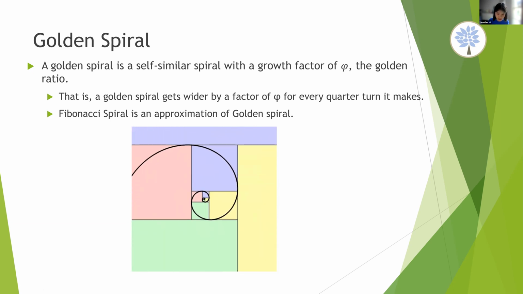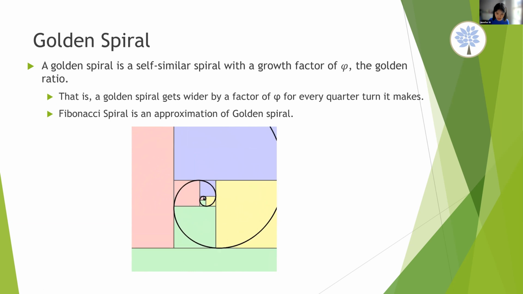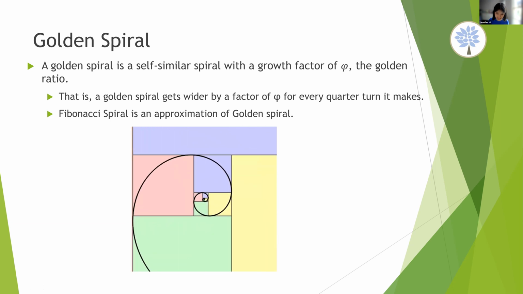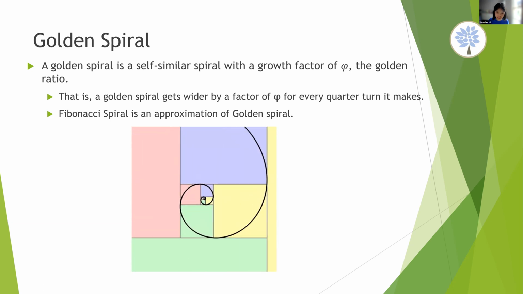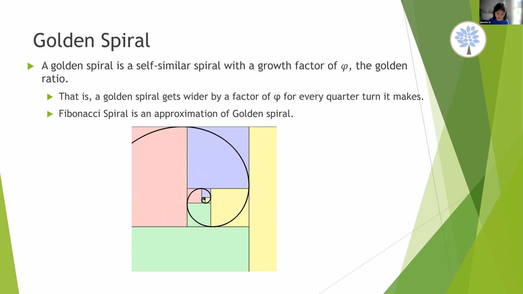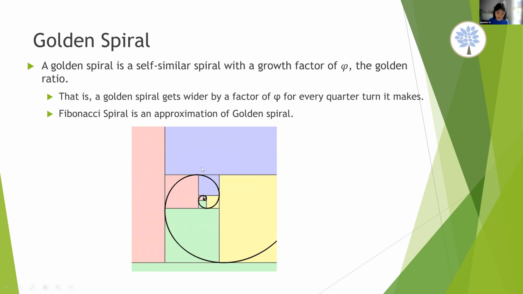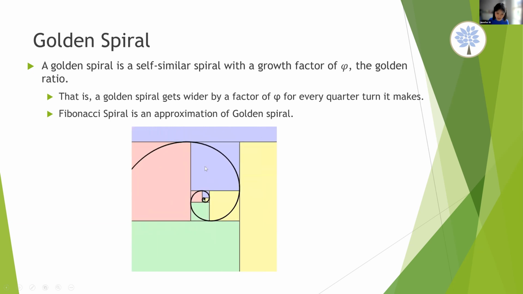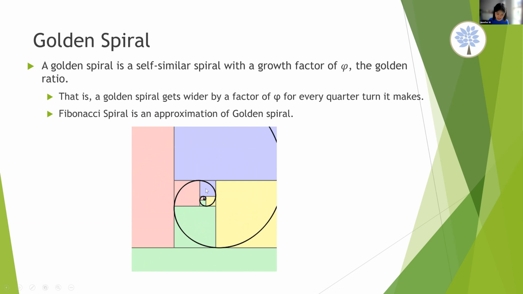However, in contrast to the golden spiral, the Fibonacci spiral is not exactly self-similar, since its growth factor is still not constant. Here's an animation of the golden spiral, in which the spiral preserves its proportion as it is zoomed.